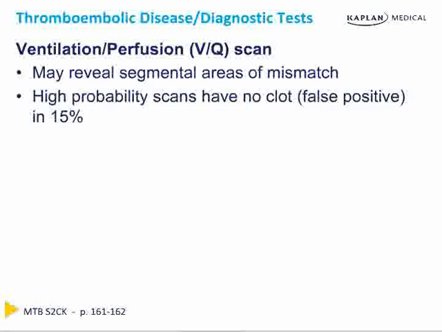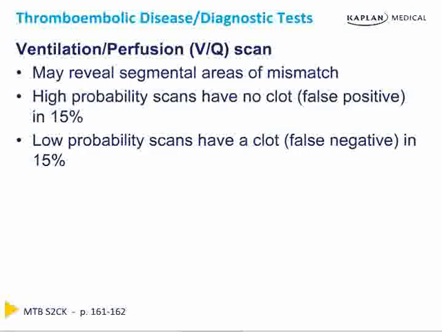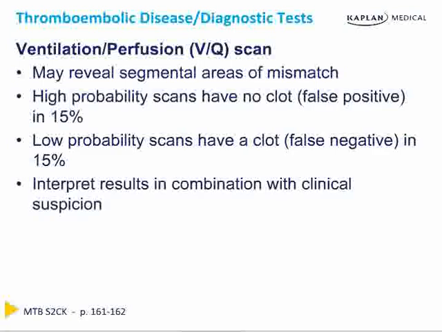A high probability scan has no clot in 15% of cases. In other words, a false positive rate of about 15%. Low probability scans have a clot in 15%, therefore a false negative rate of about 15%. Therefore, you have to interpret the results in combination with your clinical suspicion. A high probability scan in a patient who clinically does not appear to have a DVT-PE is therefore not very helpful. However, if a patient presents with the classic signs and symptoms of a PE and then has a high probability VQ scan, you can be fairly certain that they do have a PE.